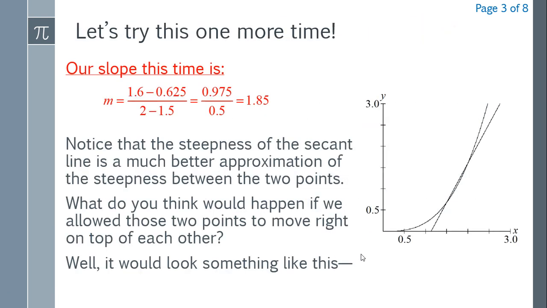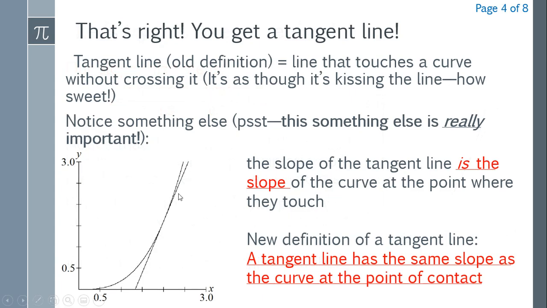Okay, let's try it one more time. Let's squeeze it even more here. So we could figure out the slope of this curve now is 1.85. So we're getting closer and closer together. Notice that the steepness of the secant line is a much better approximation of the steepness between 2 points. What do you think would happen if we allowed these 2 points to move right on top of each other? Well, it would look something like this. Okay, and that's what we call a tangent line.